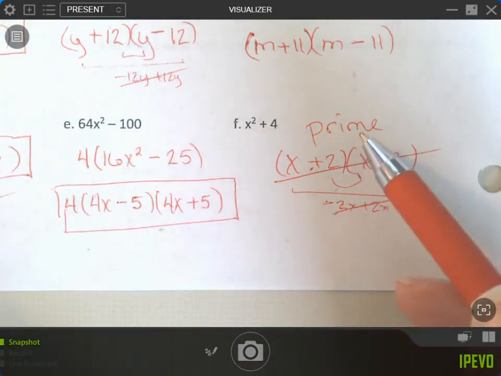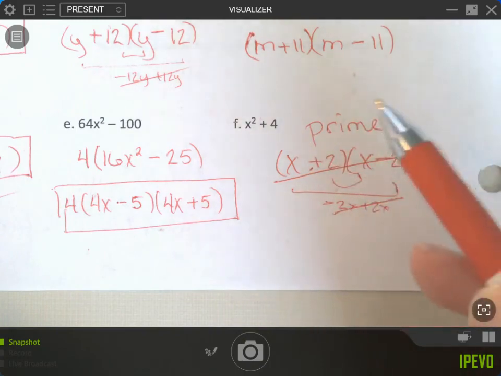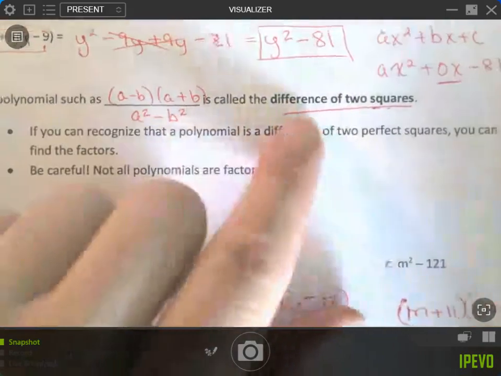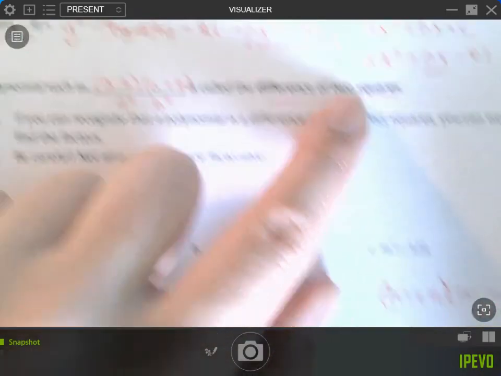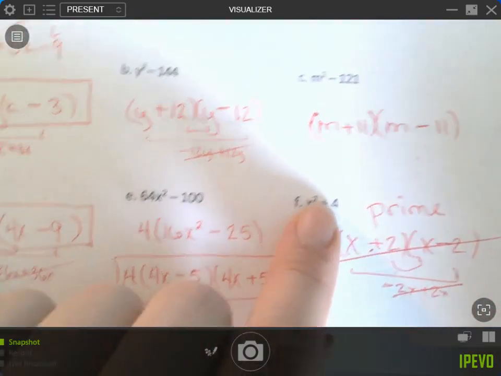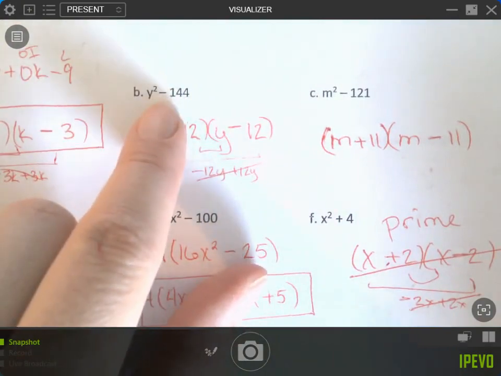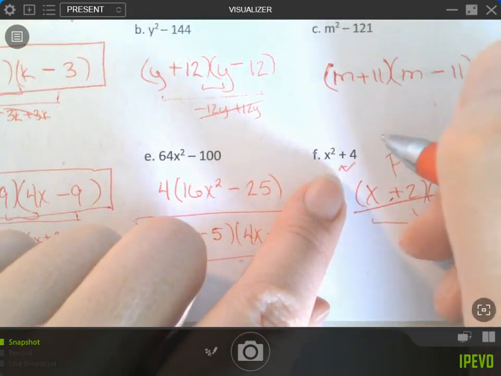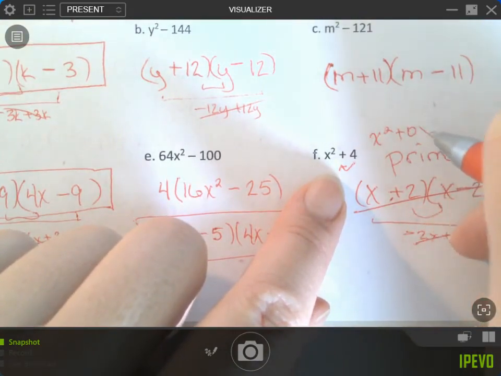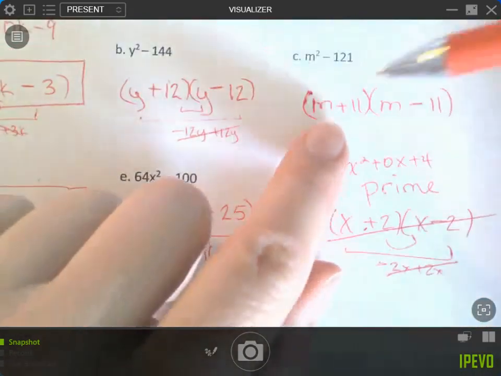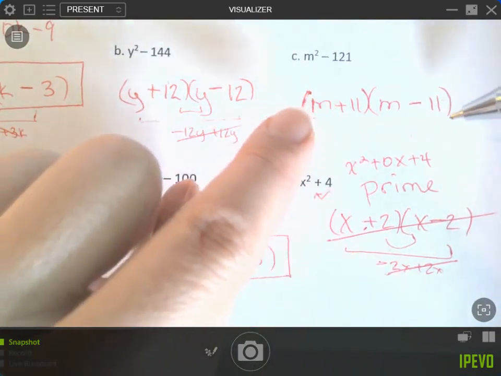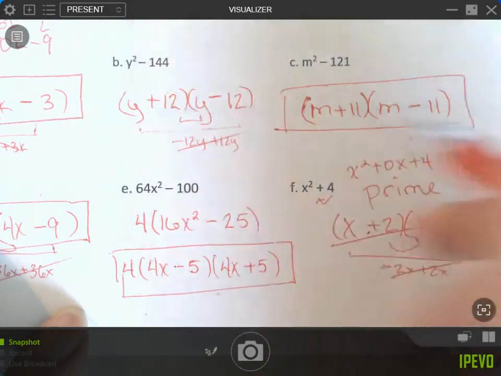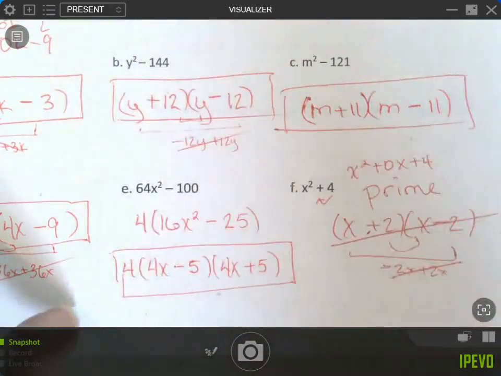Okay, guys, this is prime or not factorable. And here's the key. Remember how we called this a difference of 2 squares? It has to be a minus sign. If you look, when you have 2 terms, it has to be a difference. There are no factors of 4 that add up to 0. Remember, this is x squared plus 0x plus 4. I have to have the positive and the negative, so when I do the outer and the inner, they cancel out to 0. So pay attention that it has to be a difference of squares.